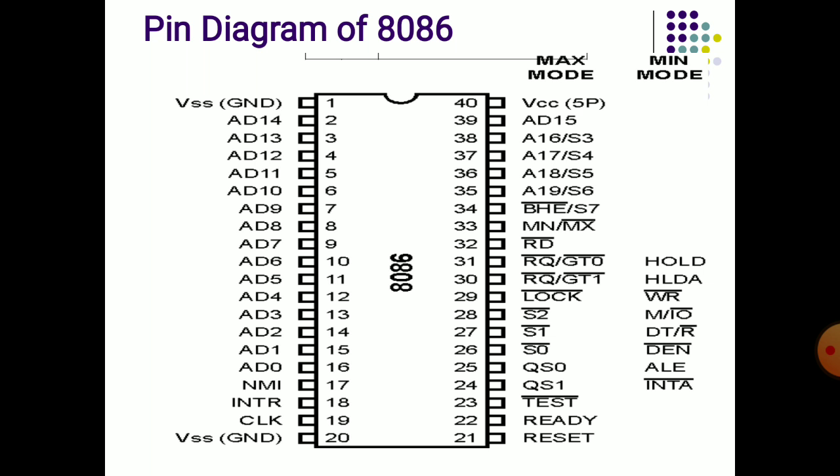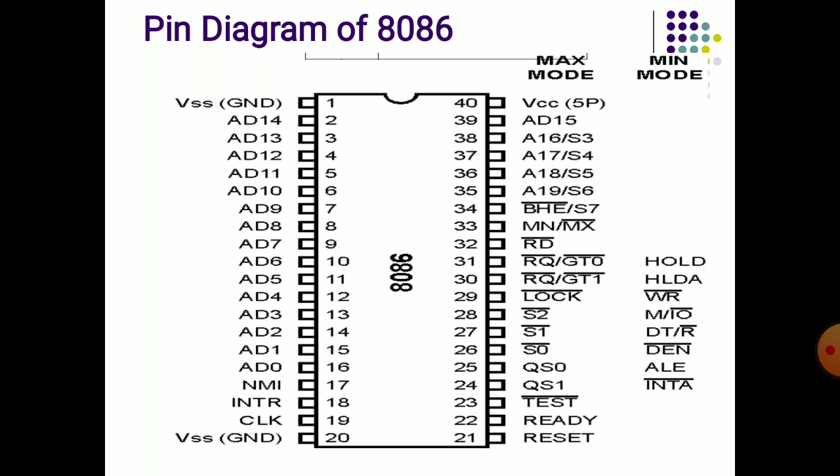Now pin number 19 is the clock signal. The clock signal is used to provide the clock to operate the processor. The clock is one of the important factors. That clock signal will be generated and given to the CPU at pin number 19, right? So this is about the left hand side pins. Then come to the right hand side pins.